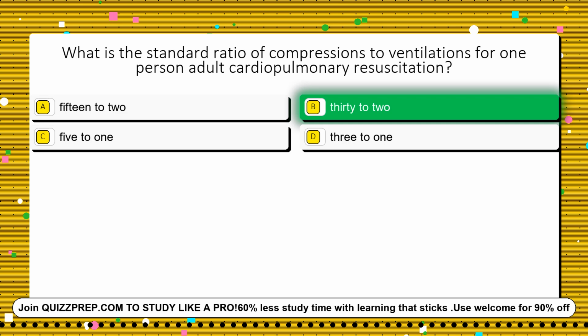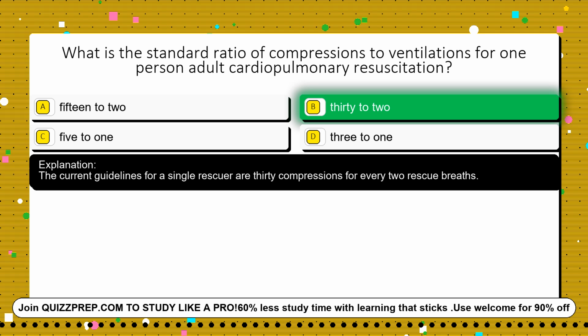The correct answer is option B, 30 to 2. The current guidelines for a single rescuer are 30 compressions for every 2 rescue breaths.